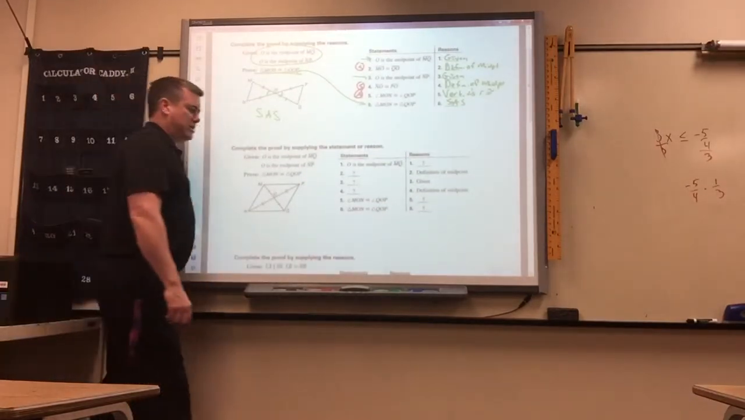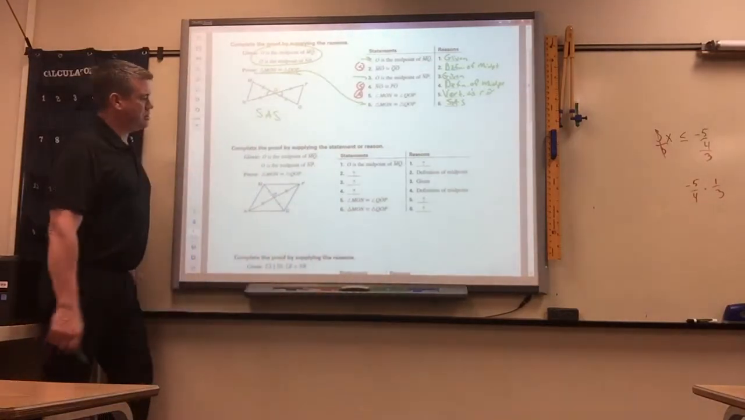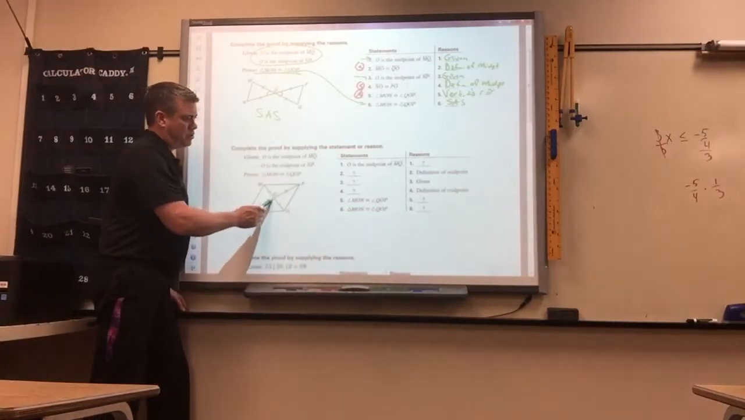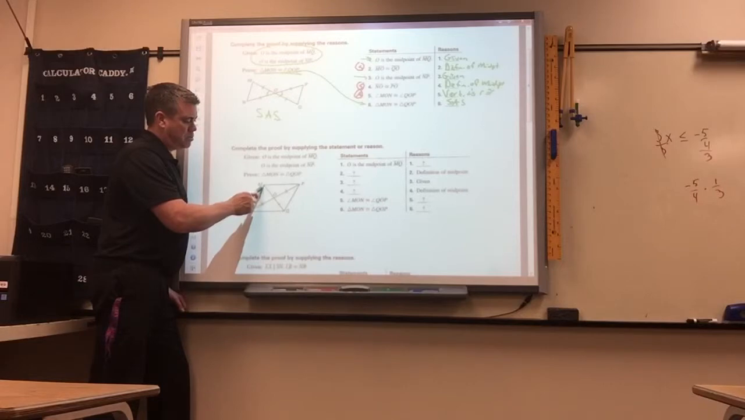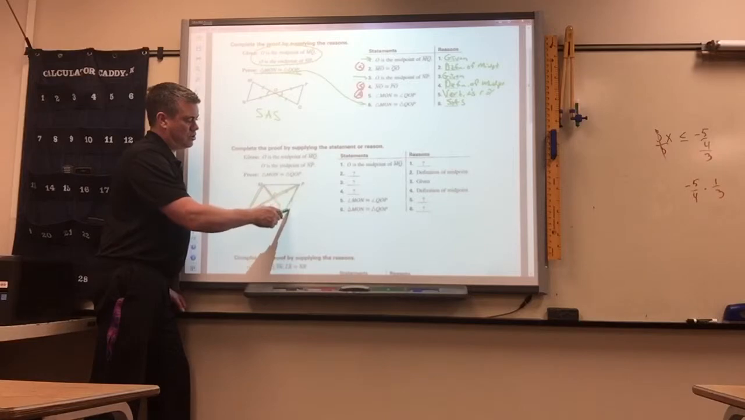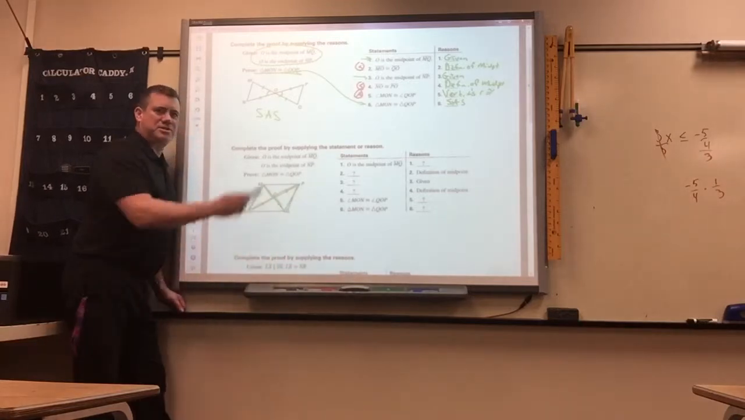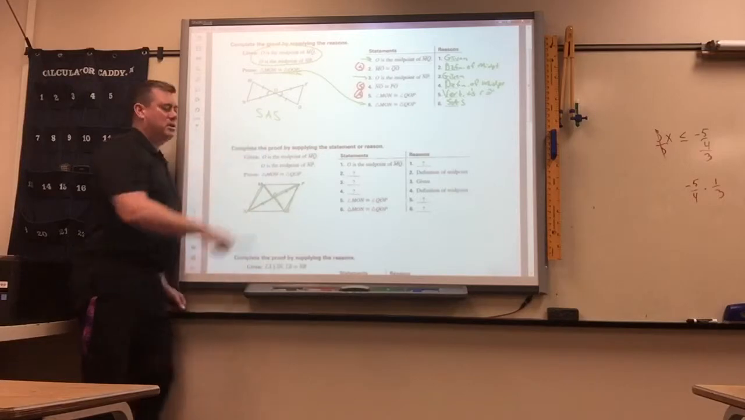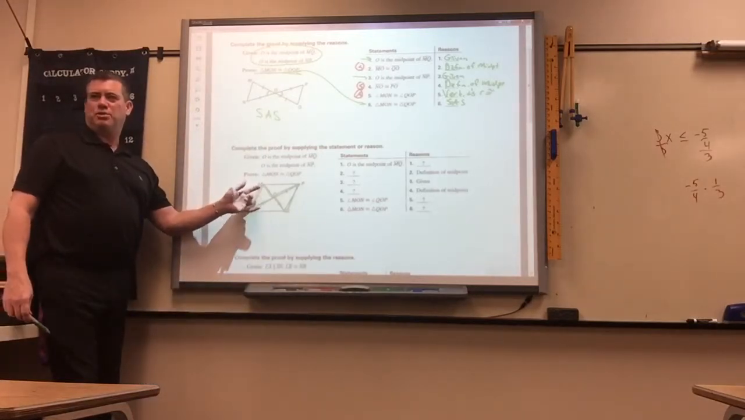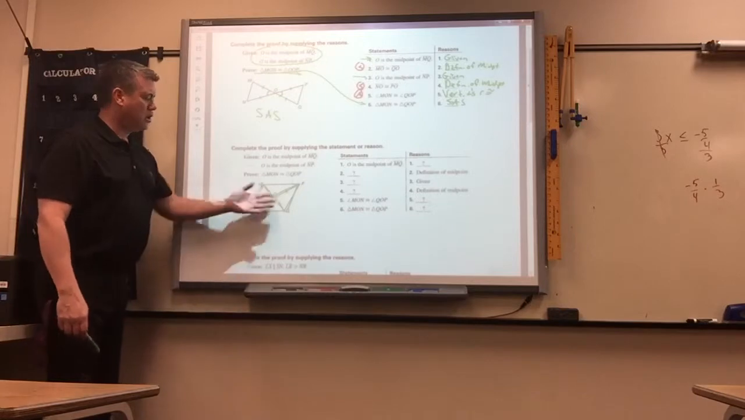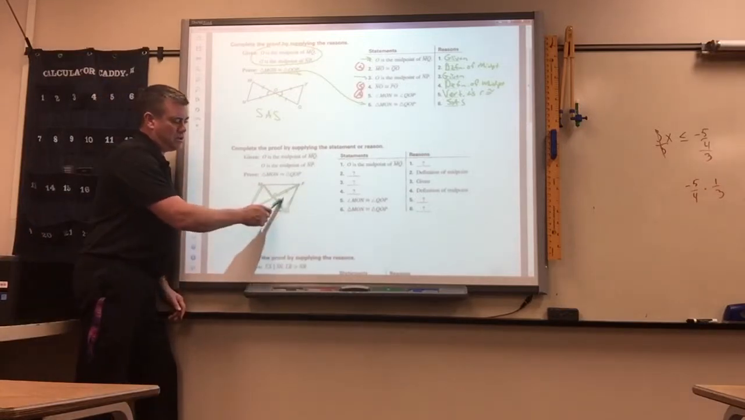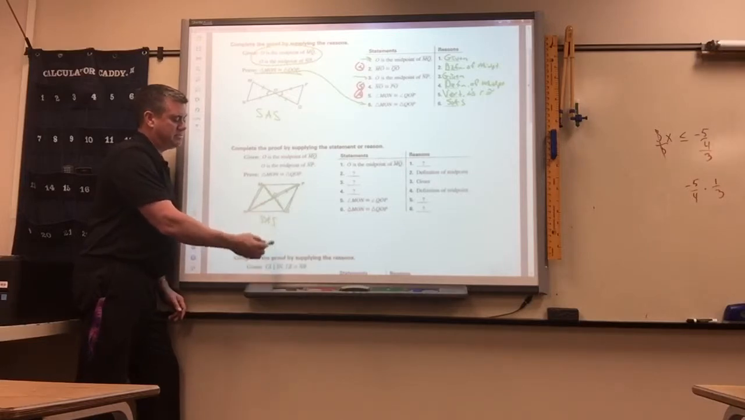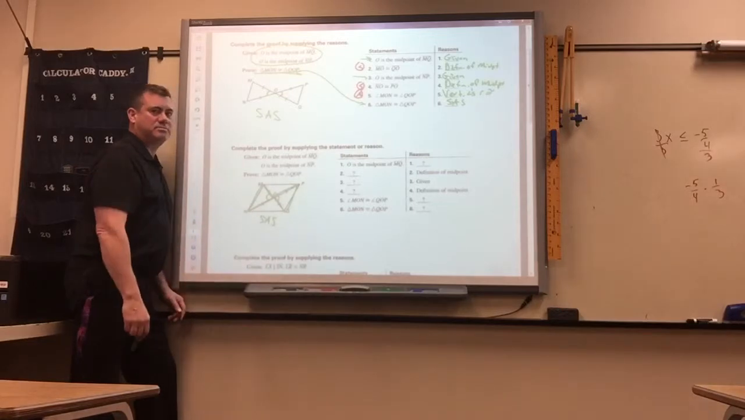So, the next one, in this picture, O is the midpoint of MQ, O is the midpoint of NP. They're wondering, prove that triangle MON is congruent to triangle QOP. Now basically, this is the same exact proof as this one, it's just a different picture. They drew the picture differently. Again, looking at these two, what would make this triangle congruent to that one? What would the reason be? Side angle side. Because again, vertical angles are congruent.